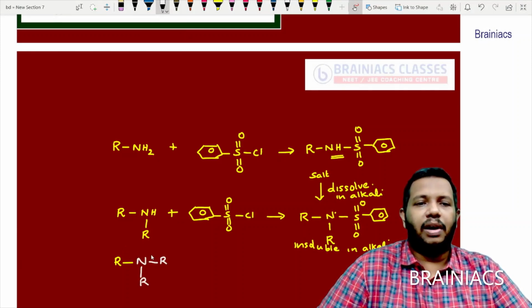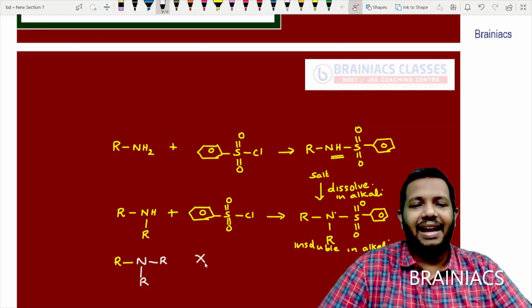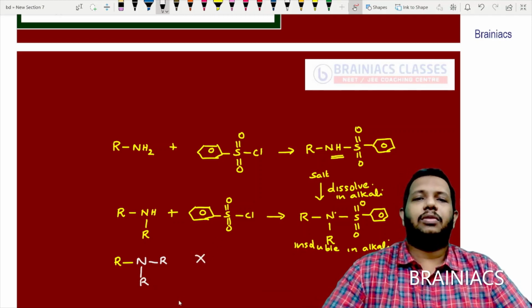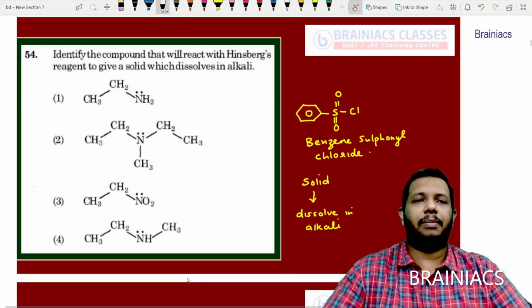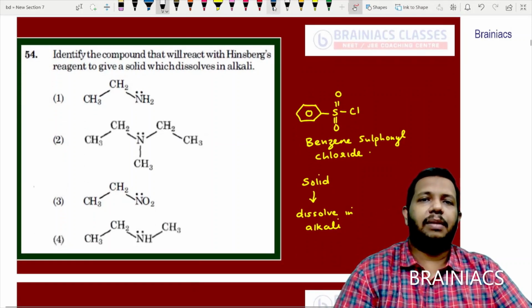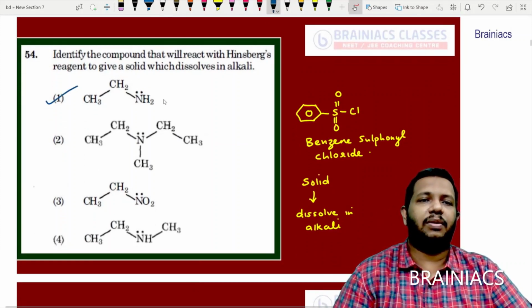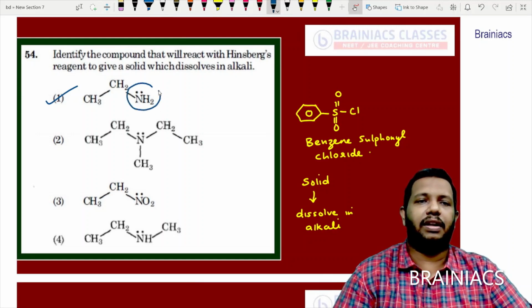So there is no hydrogen here, so it will not even react with the benzene sulfonyl chloride. So my answer is which one? It should be a primary amine. Among these, there is only one primary amine, that is this one. You can see the NH2 group is present only in this compound.